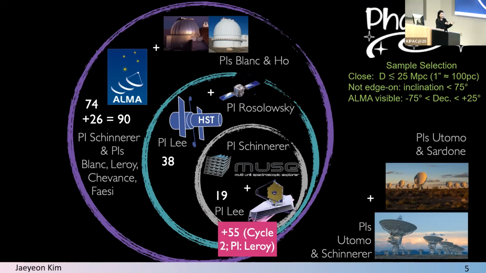For a subset of these galaxies, we also have observations from HST and UV satellites. And also for a subset of them, we have MUSE observations, and 19 of them also have JWST observations from cycle 1. And cycle 2 started actually just today, and we were able to make first observations of one galaxy, but now we're going to have more galaxies, in total 55 more galaxies. So all of these observations can be used to trace distinct phases of the star formation processes.